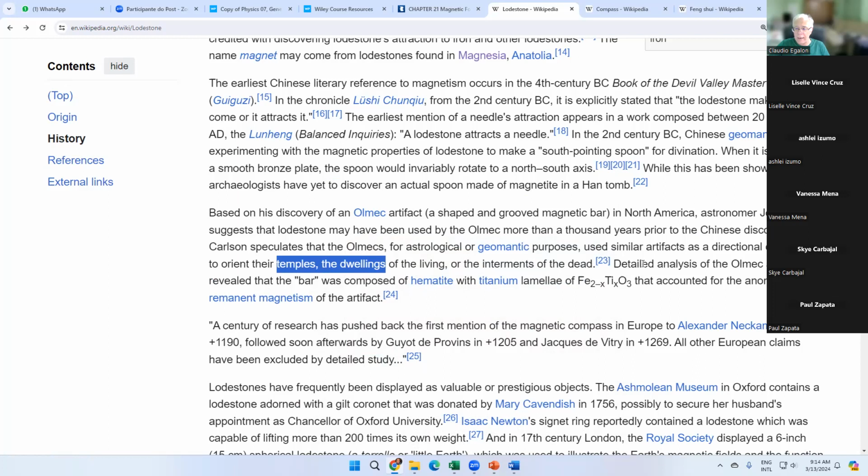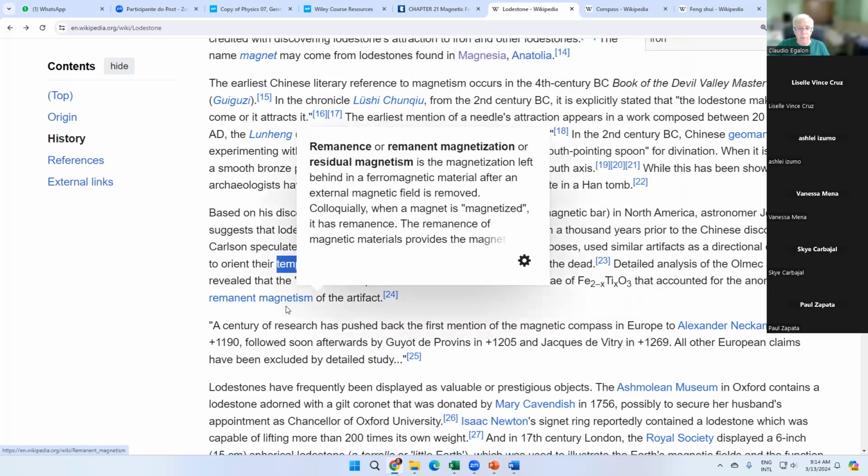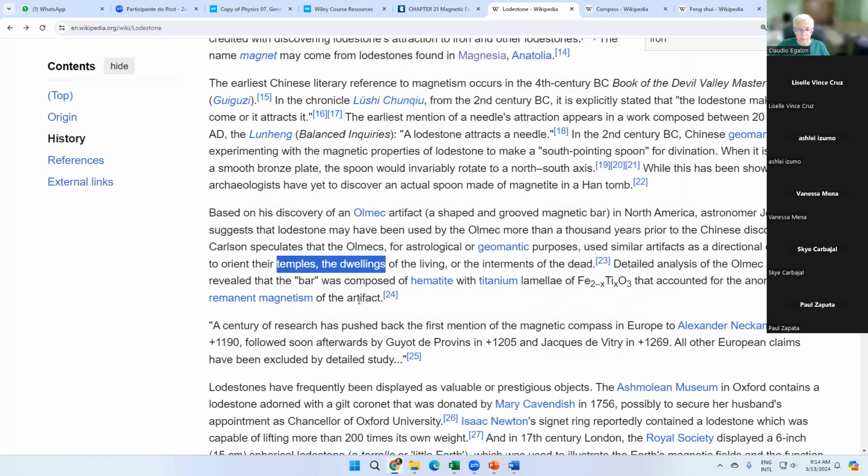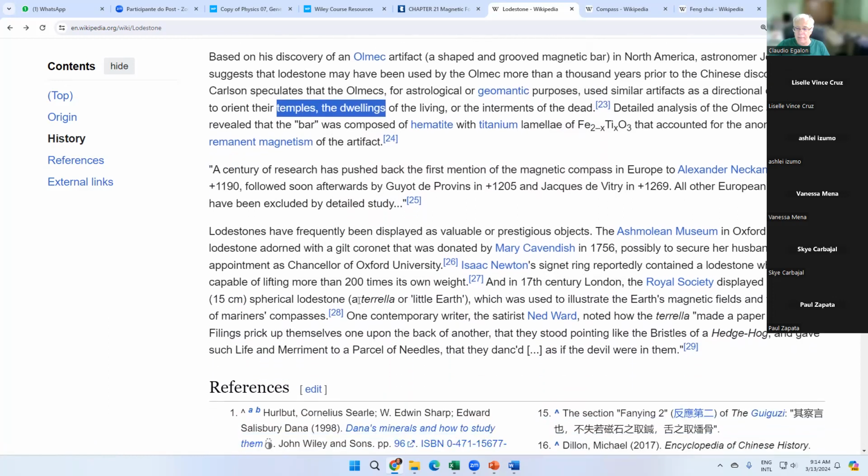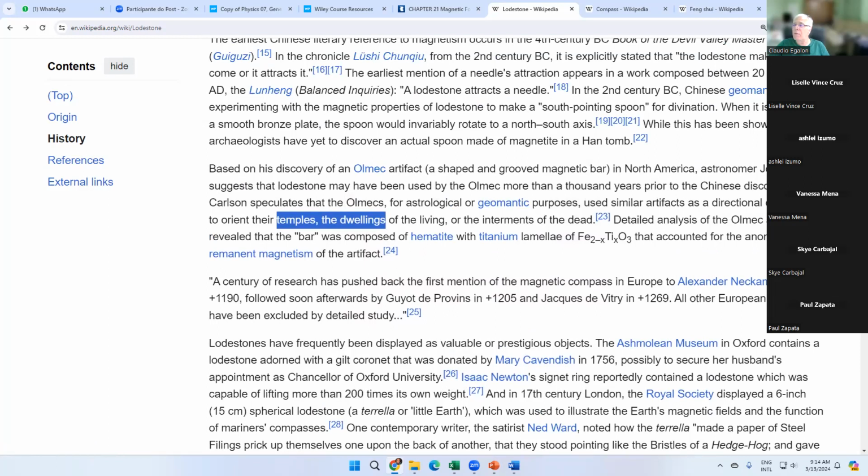Detailed analysis of the Olmec artifact revealed that the bar was composed of hematite with titanium lamellae that accounted for the anomalous remnant magnetism of the artifact. Okay, that's an interesting piece of information, right? So let's go back here.